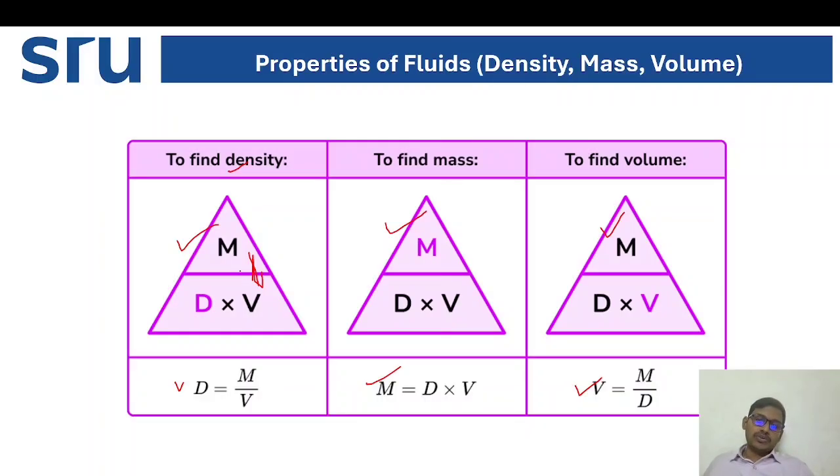Simply, no need to remember each formula separately, and no kind of confusion. If you have this triangle, you can crack it easily and remember it. So density is equal to mass by volume, and volume is equal to mass by density. That's the only way we can do it.